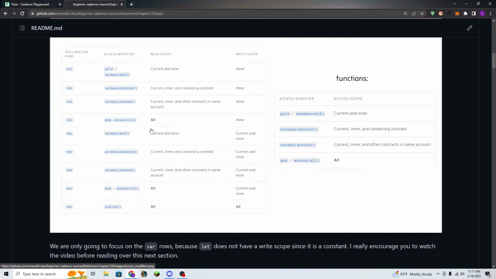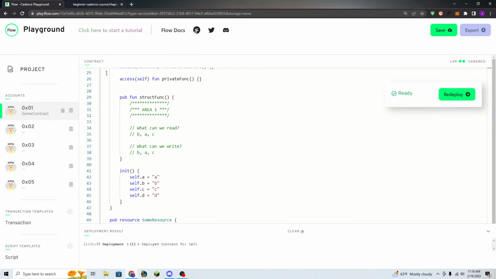Let's try and go to the next one. The next one is access self. Now, access self is actually kind of similar to private. It's actually the same exact thing. So if you see access self, you'll see private.